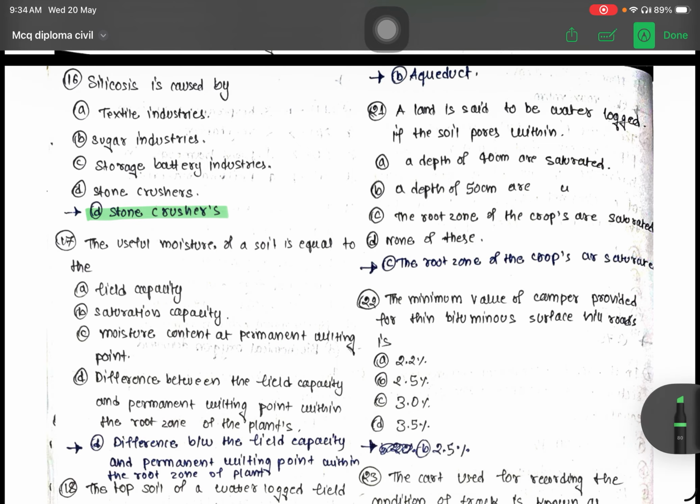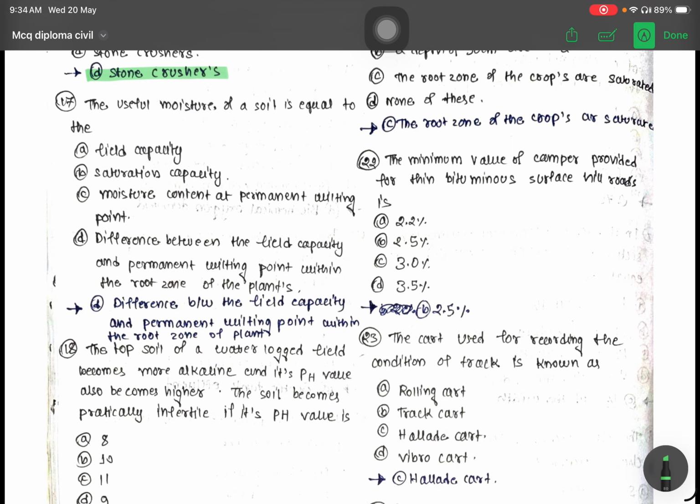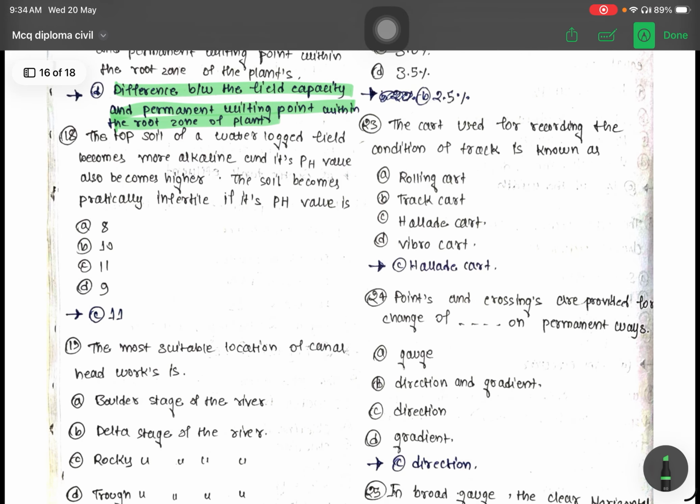The useful moisture of the soil is the difference between the field capacity and the permanent wilting point within the root zone of the plant. The topsoil of a waterlogged area becomes very alkaline. If its pH value becomes higher, the soil becomes partially infertile; it is infertile if its pH value is 11.